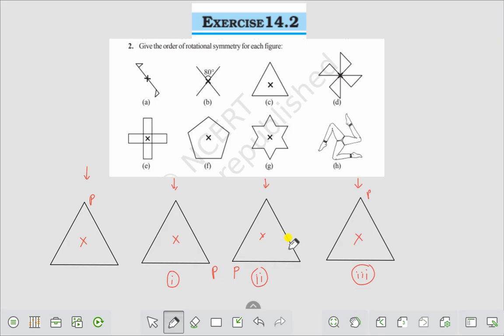That means in all these cases we are getting that the rotational symmetry for this triangle is 3. The rotational symmetry for this is 3, right? We will solve question number D.